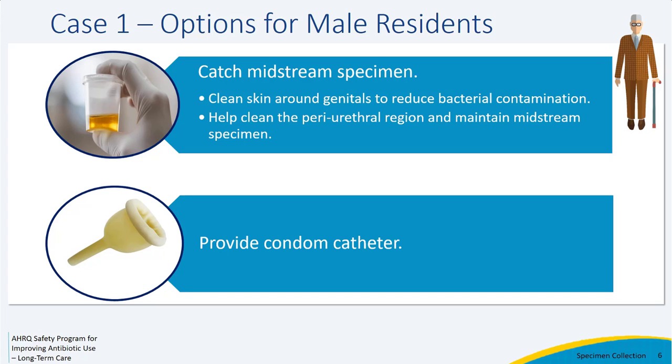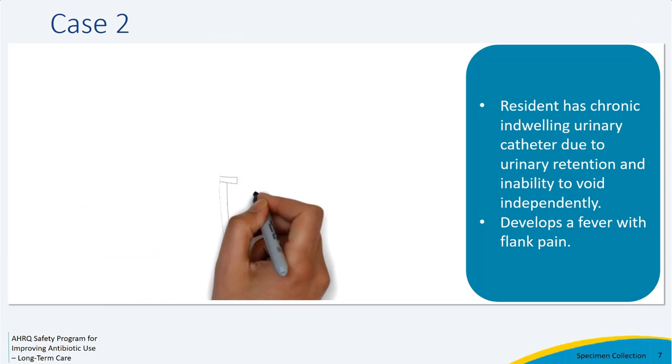Because this is a newly placed catheter, you can collect the sample from a collection bag that has held the urine for a short time. Regardless of the approach, you can take steps to minimize bacterial contamination of your sample by cleaning the genitals prior to collection, washing your hands, wearing clean gloves, and collecting the specimen in a sterile container. Let's move on to another case.